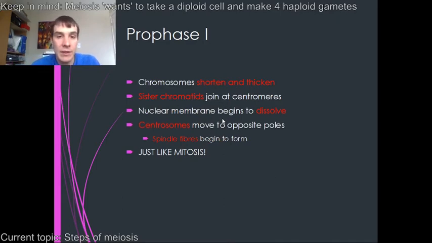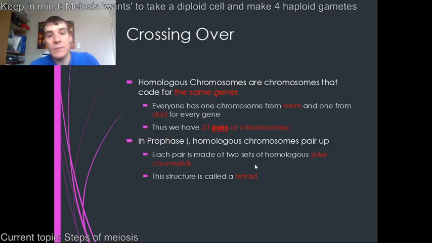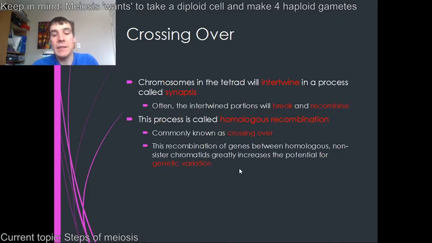Nothing special there. You pack up your stuff. It stops being spaghetti, so it can move a bit better. You start getting the centrosomes moving. You get the spindle fibers starting to kind of attach. One weird thing that happens here is the crossing over. So, crossing over. One from mom, one from dad, you have 23 pairs, making your 46 chromosomes. They pair up and they'll sometimes intertwine.